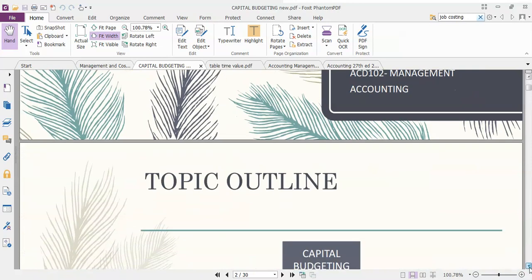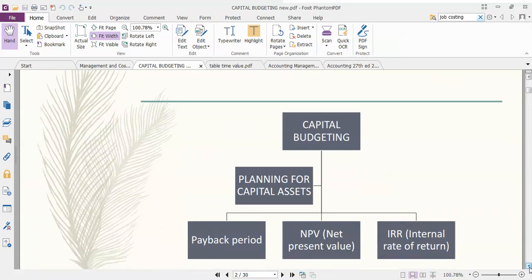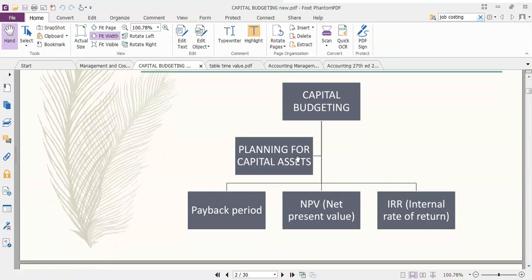The topic outlined in capital budgeting is planning for capital assets. You need to know that the assets with big amounts of value are capital assets. If a company opens a business, the big-figure assets are capital assets. Then you will know how to calculate the payback period, net present value, and also internal rate of return.